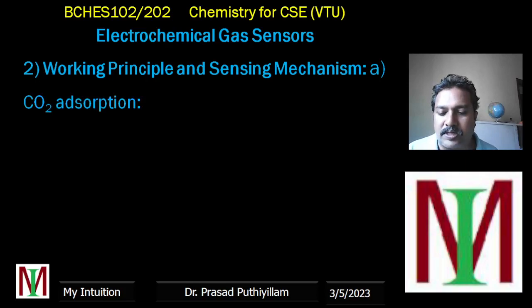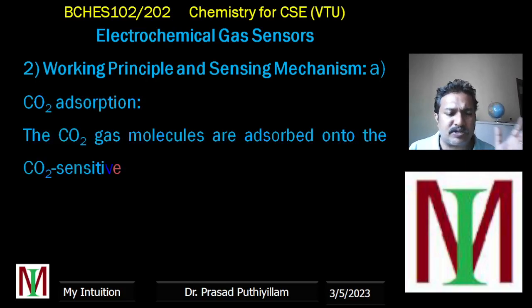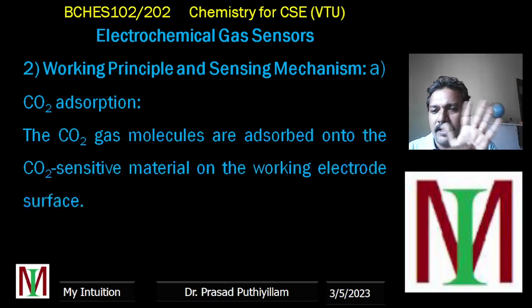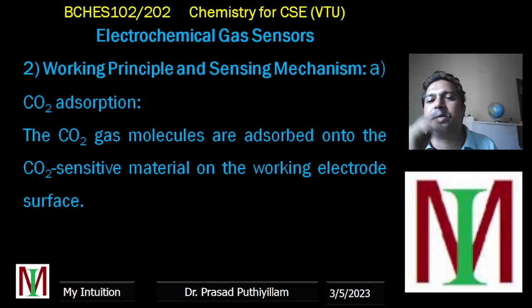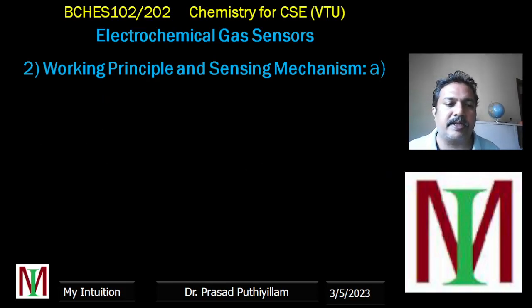Carbon dioxide adsorption reaction. Carbon dioxide has to be adsorbed onto the surface of the membrane or the electrode material. Then only the reaction takes place. The electrode cannot go behind carbon dioxide and get the reaction. You have to attract the carbon dioxide to the surface. It should be adsorbed, not simply going there. It should go and sit for a moment. Then only can we make them react. Therefore, adsorption of carbon dioxide on the surface of the electrode is one of the criteria.